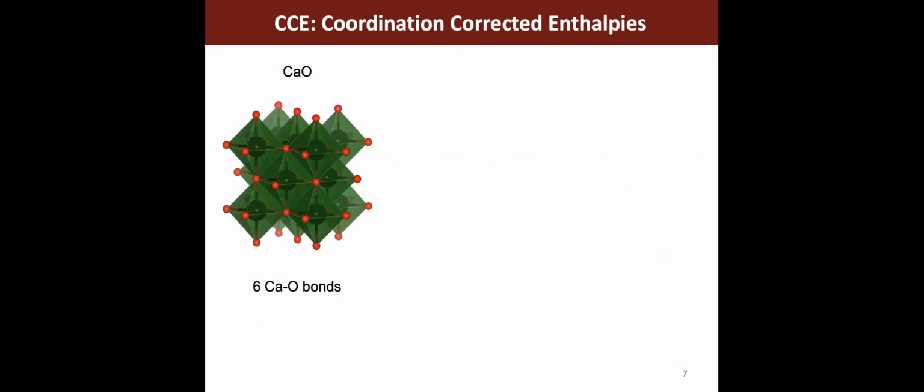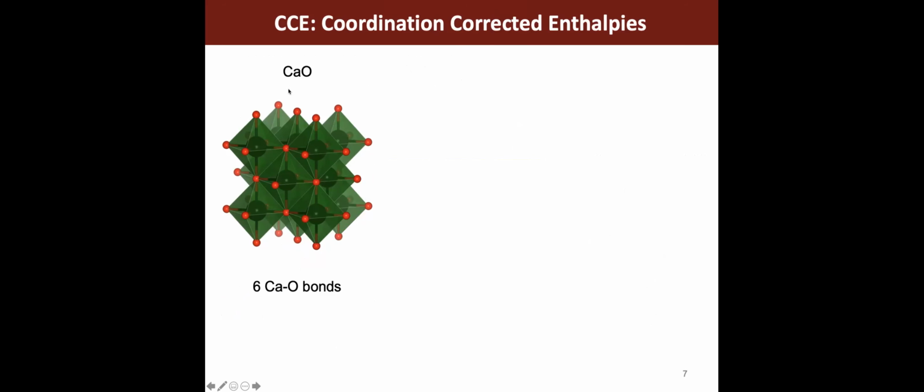But of course, we have to do something about it. We want to do materials design, and we want to also investigate convex hull phase diagrams reliably for, let's say, oxidic systems. And so what can you do? And this is where this CCE, the coordination corrected enthalpies, comes into play.